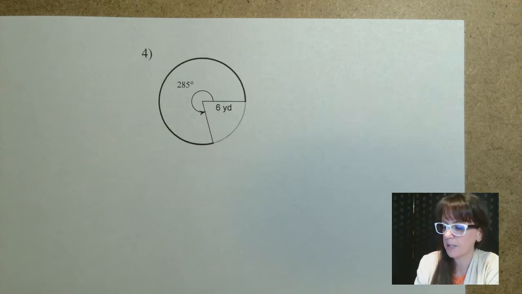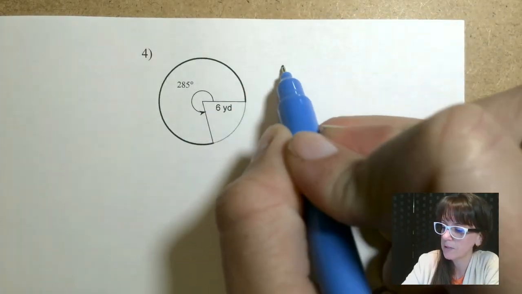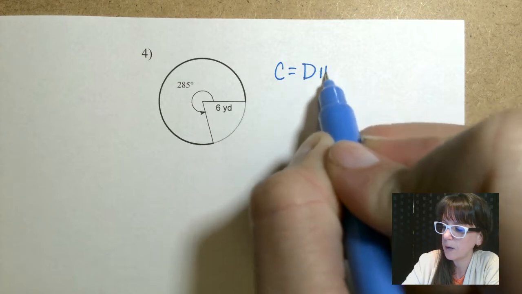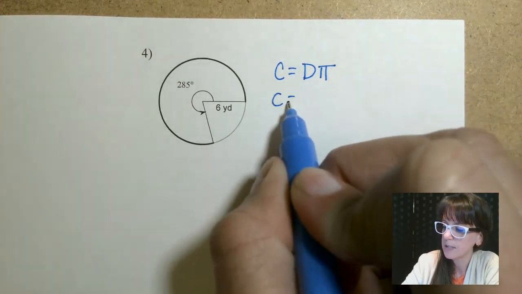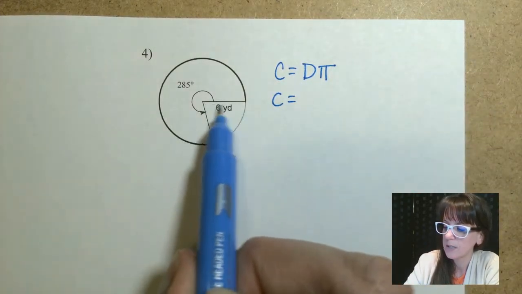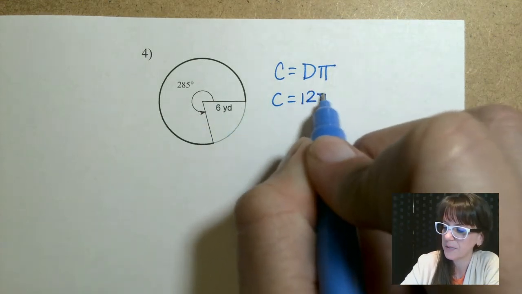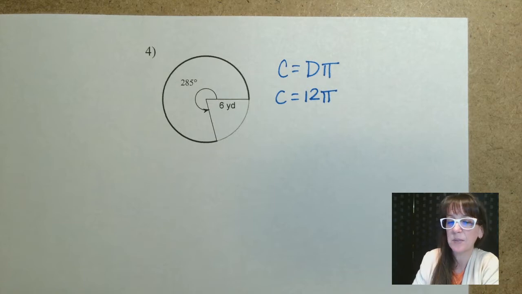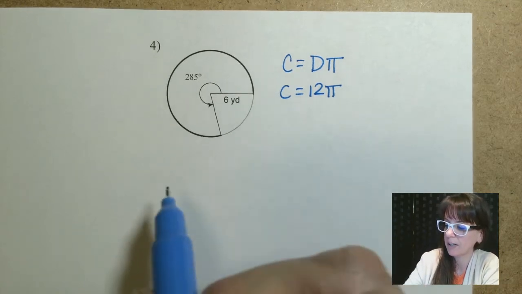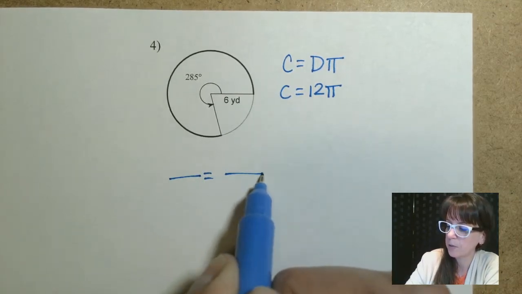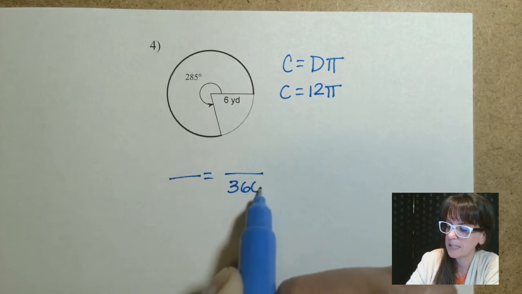So you're gonna do the same idea. We're gonna find our circumference. So C equals 2 pi r. Our circumference is the diameter, which is, in this case, 6 yards. Double it, we get 12, which was just like our last one, 12 pi. Okay, and so now that we have that, we are ready to do our setup here, which is part over whole equals degrees over 360.